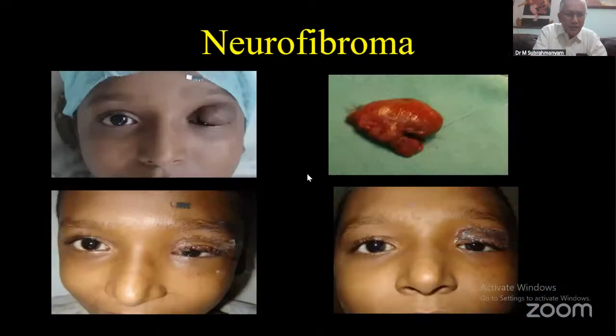Another case of neurofibroma involving the upper lid with mechanical ptosis. The anterior lamellar tumor has been removed along with the skin, as you can see, and we have put a post-auricular skin graft, and that's how the patient was looking 1 week post-operative down the road, and he was doing very well.